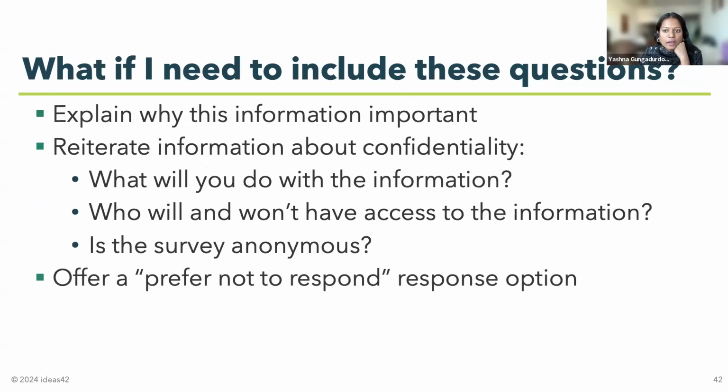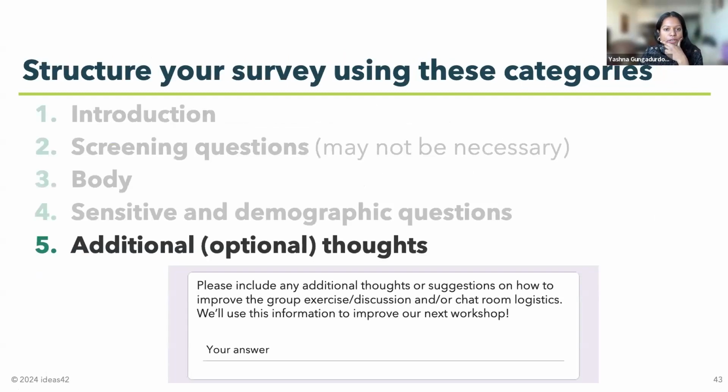So when you do include any demographic or sensitive questions, we'd suggest doing a few things. We've already touched on a little bit, but explain why this information is important, and reiterate information about confidentiality. You can share what you will do with the information, who will and won't have access to it, and touch again on whether the survey is anonymous. And lastly, we didn't touch on this one, but you can always offer a "prefer not to respond" option when you're asking these sensitive questions, so that respondents always have the option of choosing that and don't feel like it's either answer or drop off. So these are strategies to keep in mind.